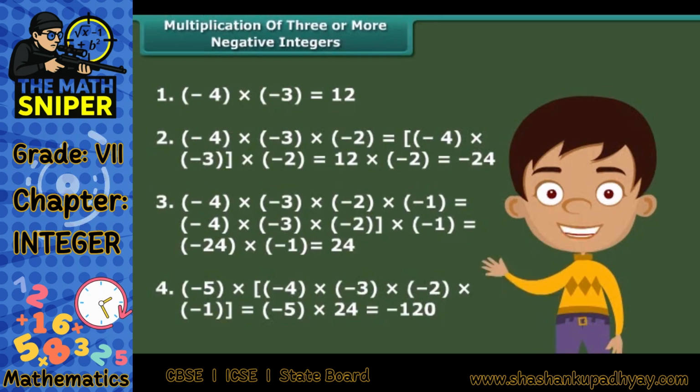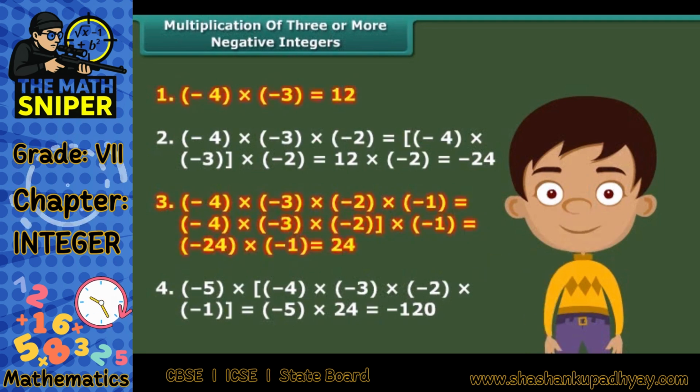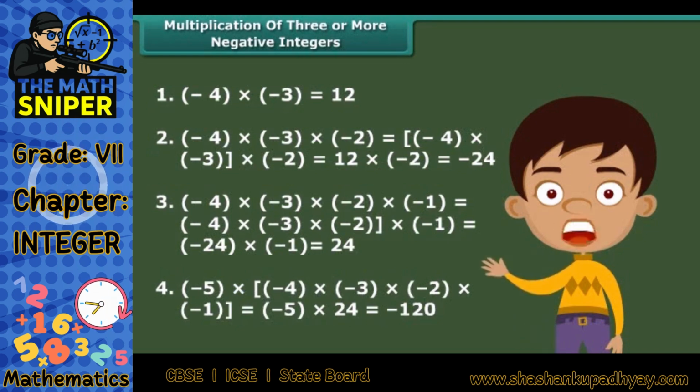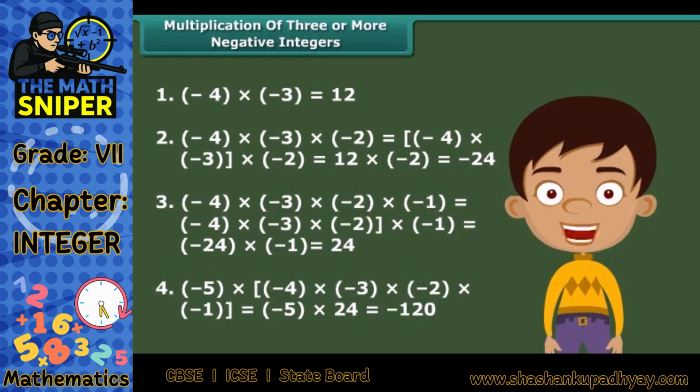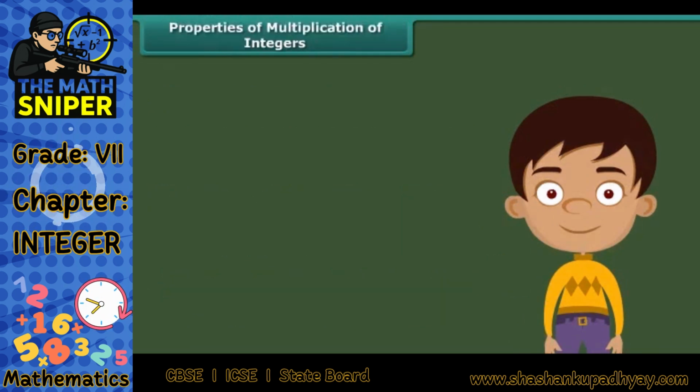We can see that in the first and third examples, the number of negative integers that are multiplied is even, 2 and 4 respectively, and the products obtained in 1 and 3 are positive integers. And the number of negative integers that are multiplied in 2 and 4 is odd, and the products obtained in 2 and 4 are negative integers. Hence, we can say that if the number of negative integers in a product is even, then the product is a positive integer. And if the number of negative integers in a product is odd, then the product is a negative integer.